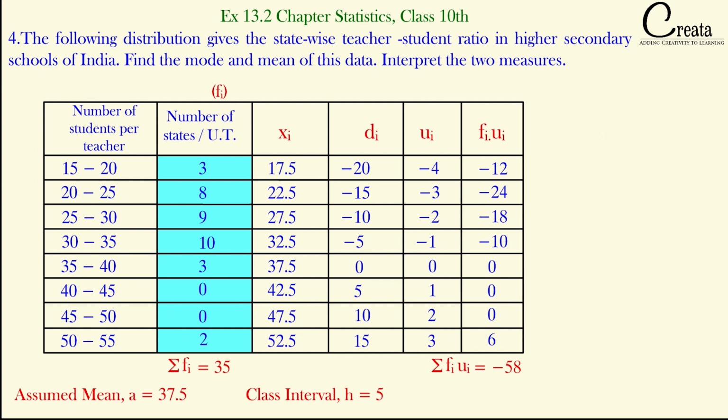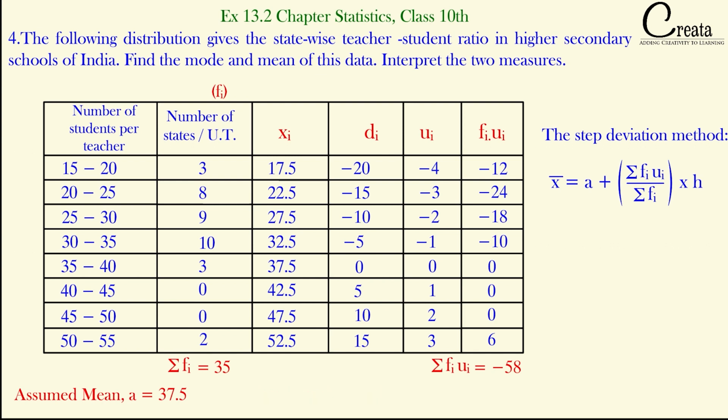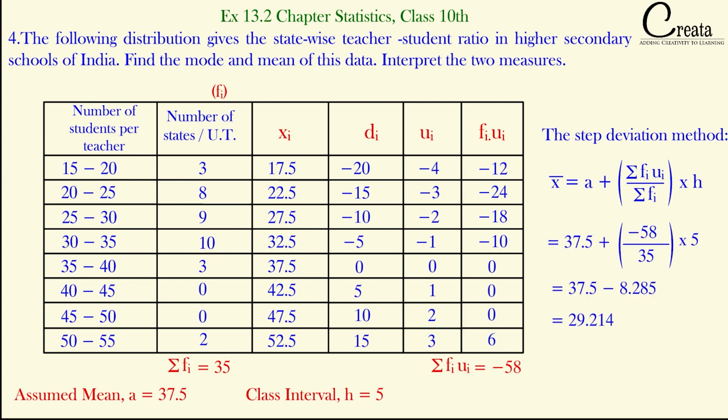Let's see. Further, let's use the formula of the step deviation method. This is the formula. Here A is the assumed mean, which we have taken as 37.5. H is the class interval, which we have calculated as 5. Let's put all the values. On solving, we got the mean as 29.214. So this is the average number of students per teacher, 29.214. Okay, we got the value of the mean.